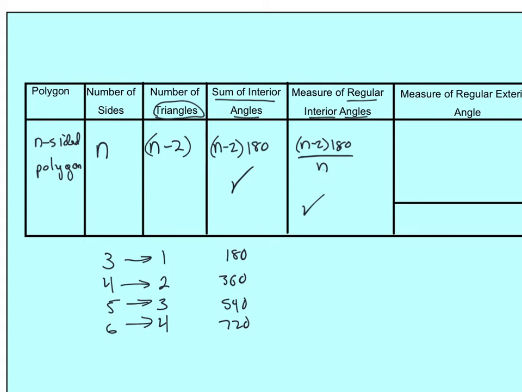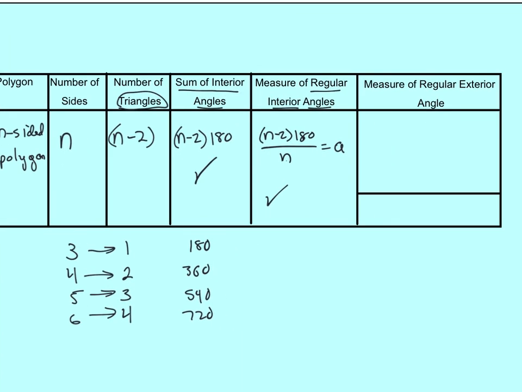So then this is going to give you one angle. We'll just call that A. It's going to give you the interior angle. Then over here, all I would do is take 180 minus that angle. That's all I'm doing.